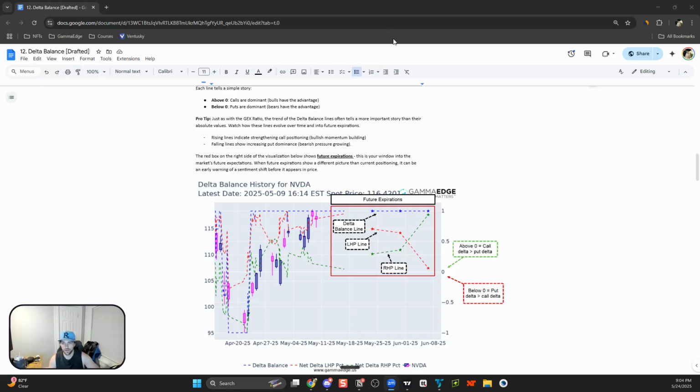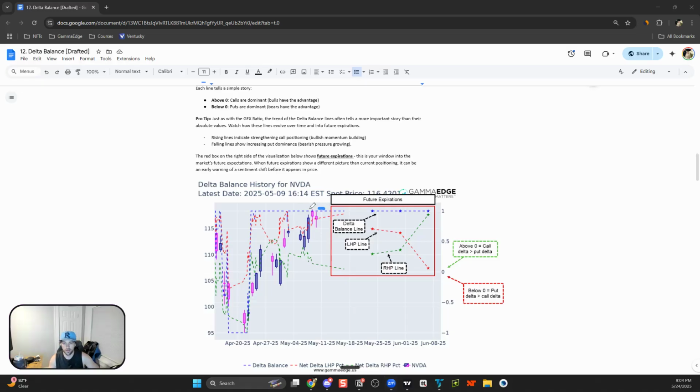Just to clarify, the expirations in this red box are showing the future expirations, which is your window into the market's future expectations. When future expectations show a different picture than current positioning, which would be here, or really this is past positioning, and this right here would be the current positioning, it can be an early warning sign of sentiment shifts before they appear in price. So that's really the beauty of the delta balance tool.